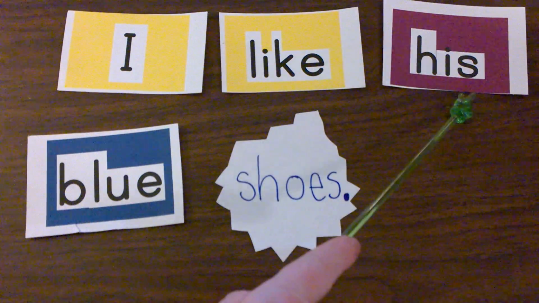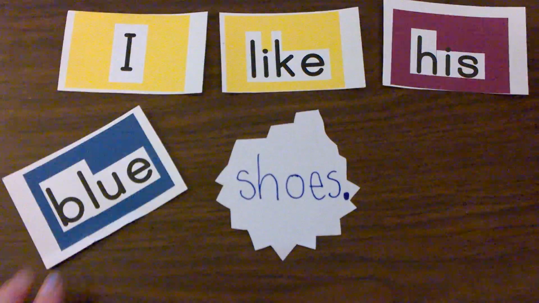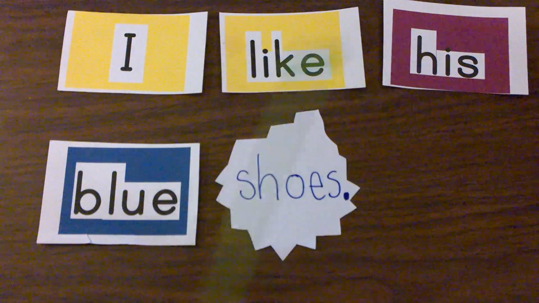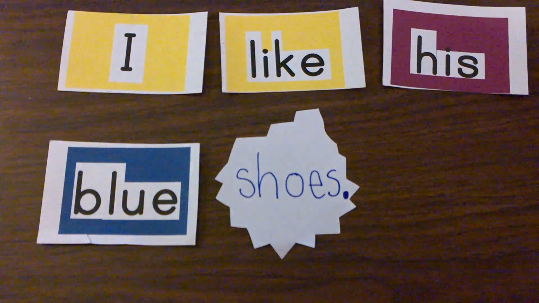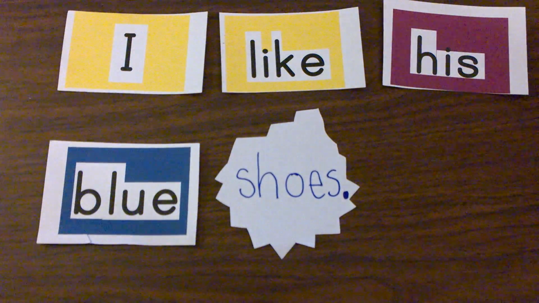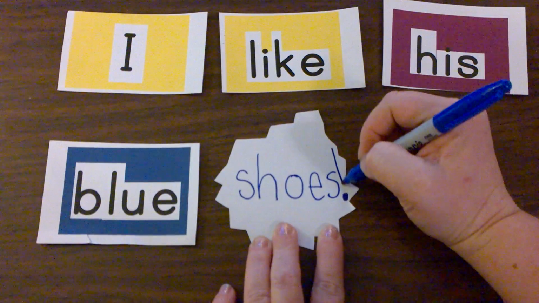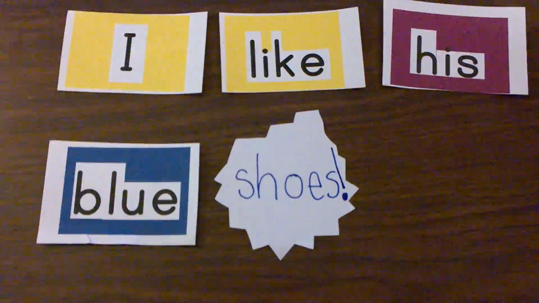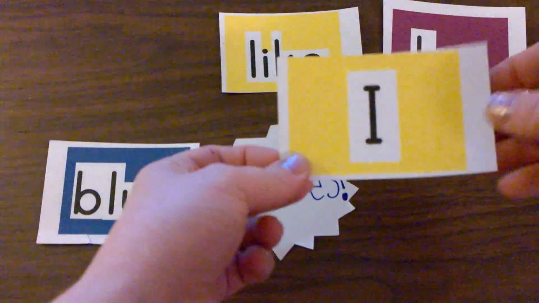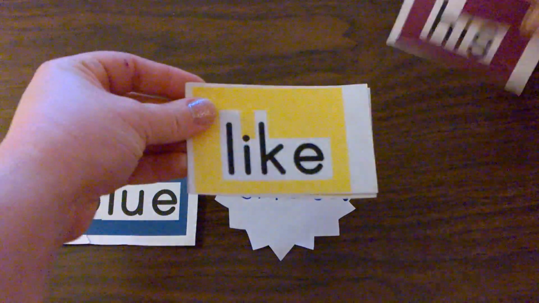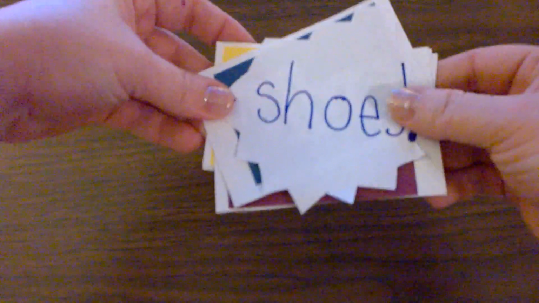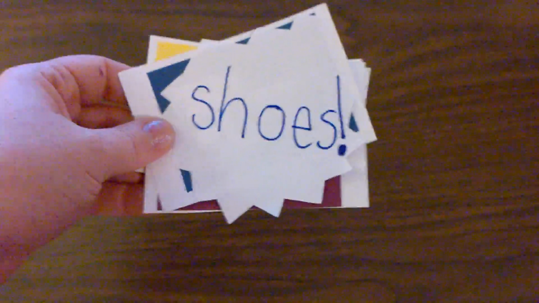I like his blue shoes. Can you read the sentence more fluently with me? I like his blue shoes. If we wanted to say it with strong feeling, we could change this to an exclamation point to show strong feeling that we really do like his blue shoes. I like his blue shoes is another sentence we can read because of our sight words. Let's do one more about a rock.